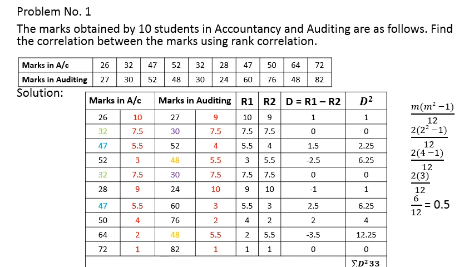Next value is 32. The next highest is 32. That also is repeated. How many times? Two times. So you assign 7.5. You have to consider the average of the rank. See, the previous rank is 5.5. So the next highest is 32.